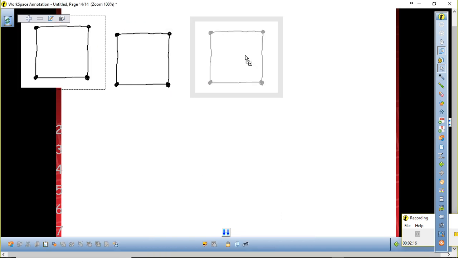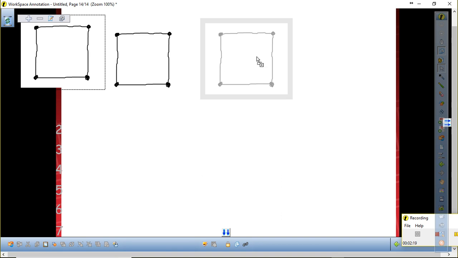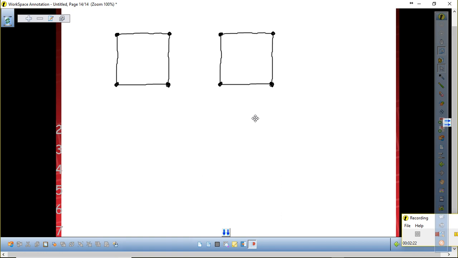Once you're done with that, leave a space to the right of it, about an inch or two, and sketch another square just like it. Yeah, also plot your vertices for that one. We good? All right, so check this out.